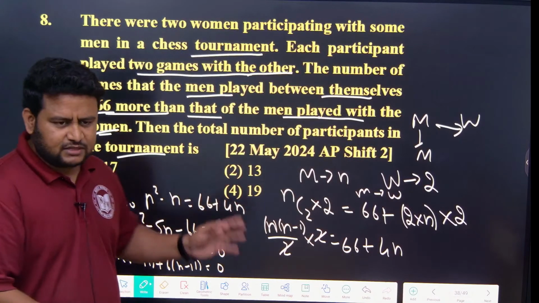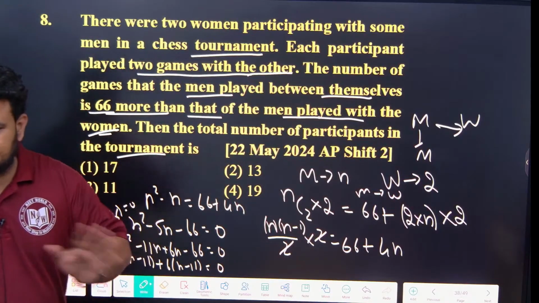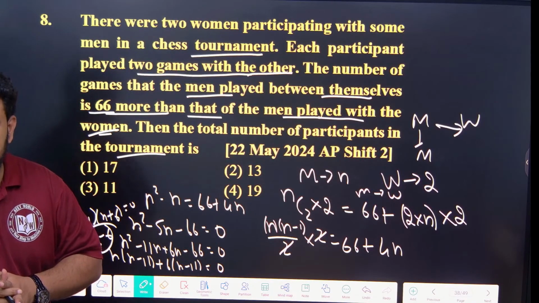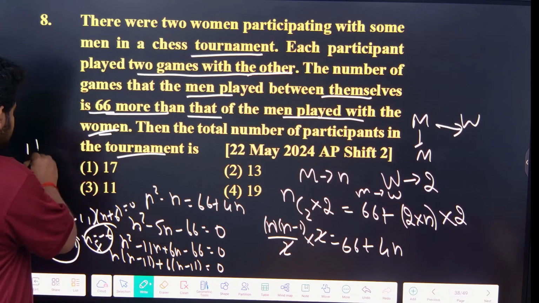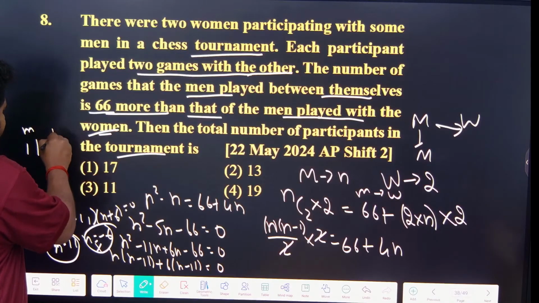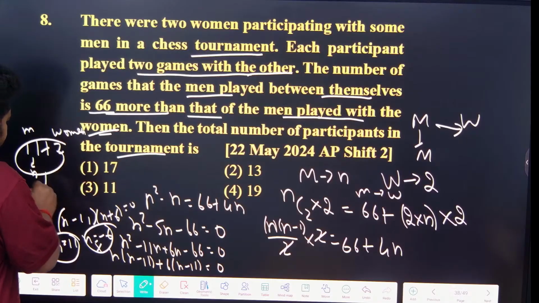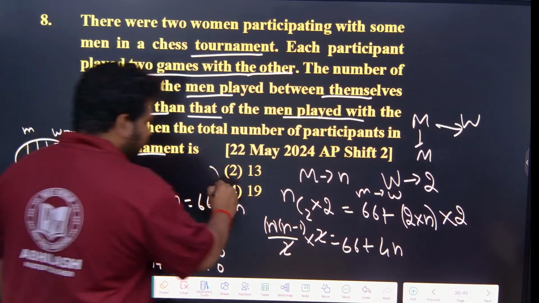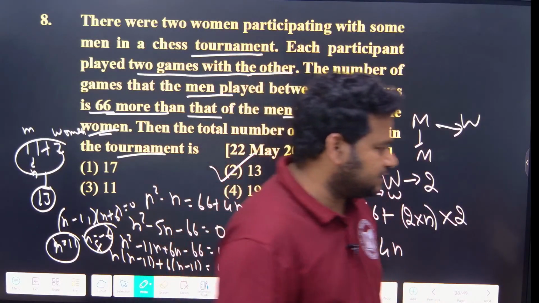So I got the number of men is 11. They are asking the total number of participants, not men. Total number of participants is 11 plus 2, that is men plus women, which gives us 13. So the answer is option 2, 13. Understood everyone? Clear?